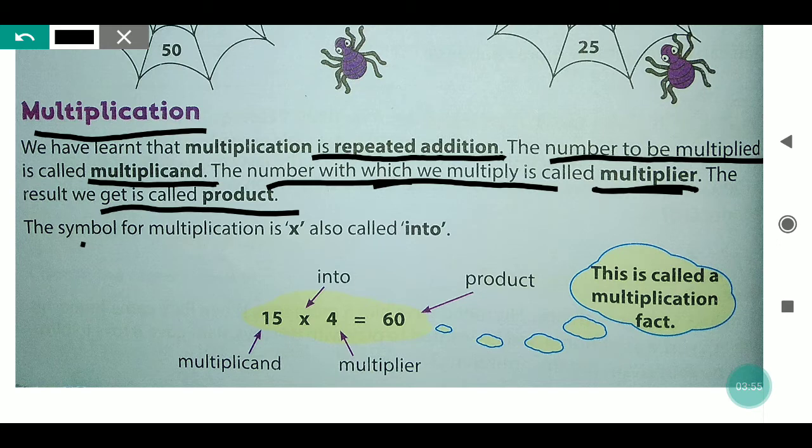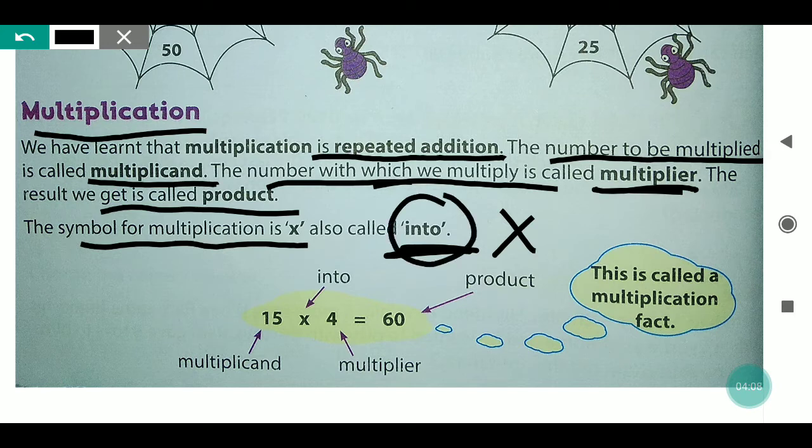The symbol of multiplication is into. The cross sign which we used to give, now we don't call it cross. What we call it? Into. As you can see, one example also I have kept for you.